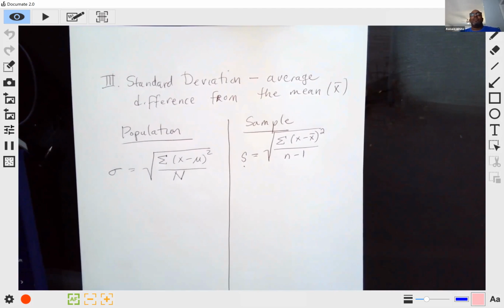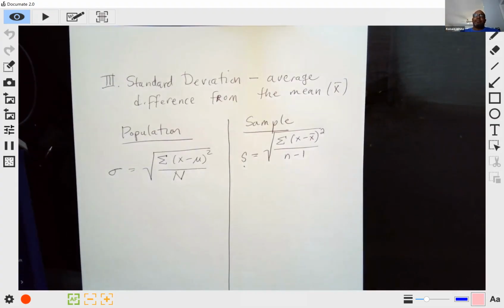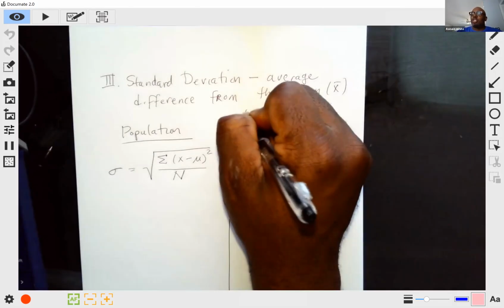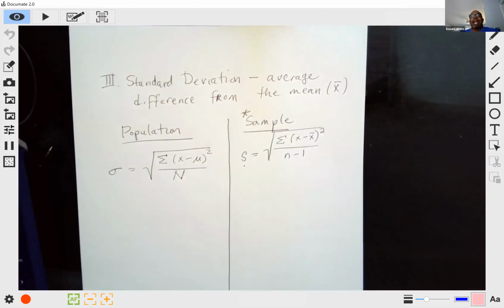Big N represents the entire sample size. Again, you don't have to be afraid, but it is important to know whether you're calculating the population standard deviation or the sample standard deviation. Most of the time, this is what you're going to be doing because you just have a sample of data. So that's what I'm going to do.